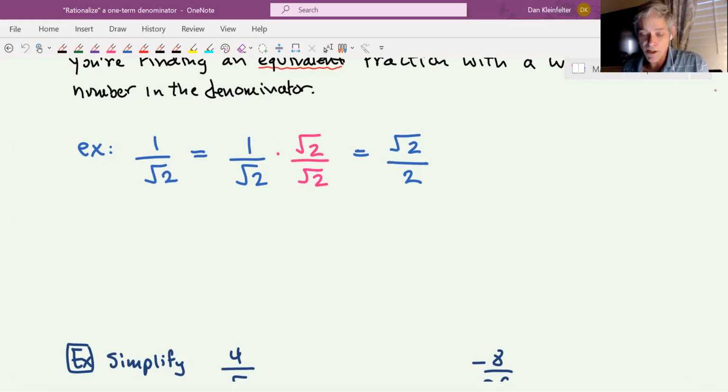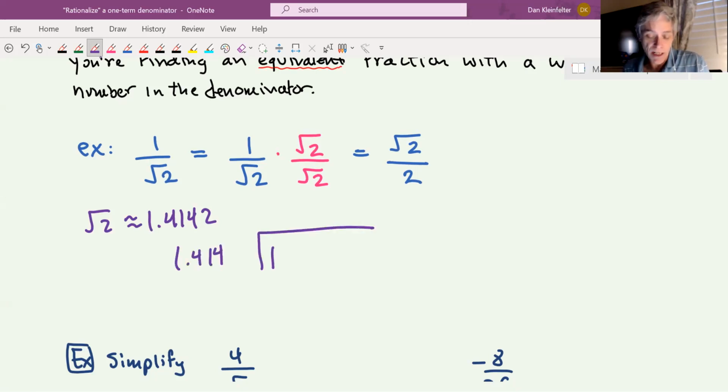For example, it turns out that the square root of 2 is about 1.4142, I think, and then a bunch more digits. And so if you needed to divide 1 by the square root of 2, and this is something that pops up in trigonometry a lot, then you would need to do this kind of long division problem. And nobody especially wants to do that.